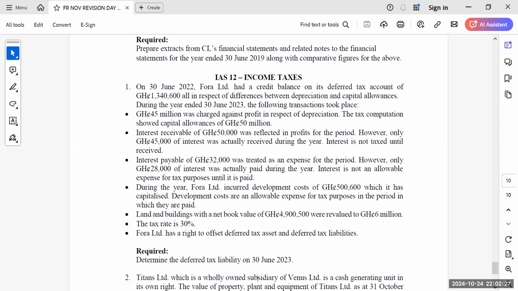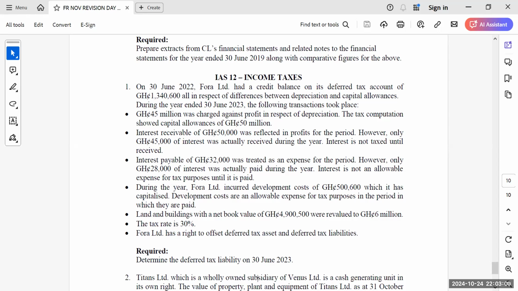During the year, the company incurred development costs of 500,600, which it has capitalized. Development costs are allowable for tax purposes in the period in which they are paid. So what happened is that they have capitalized this amount, but the tax authority has charged all this amount against their profit, which tax has been paid. This is an asset. So it means that the carrying value of the development cost is 50,600, but the tax base is 0. The tax base is 0 because the tax authority has given the capital allowance on the full amount.